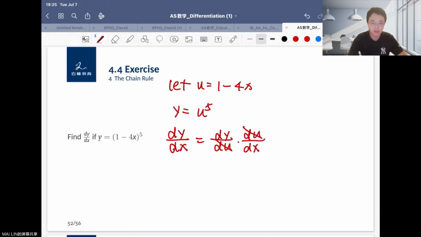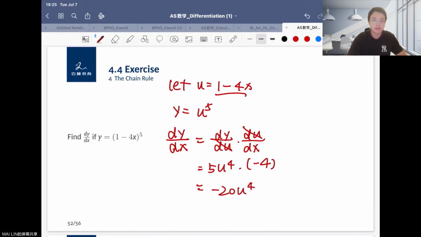So dy over du, where y is u to the power 5, is 5u to the power 4. Then du over dx, because u equals 1 minus 4x, is the differentiation of 1 minus 4x. That is negative 4, because the differentiation of 1 equals 0 and the differentiation of negative 4x equals negative 4. So the final answer is negative 20u to the power 4.